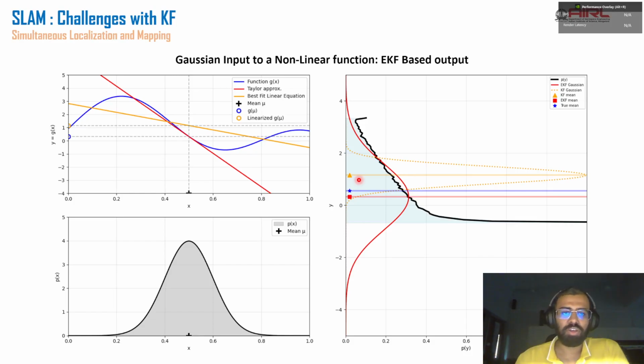In EKF, first, in your Gaussian input distribution curve, you find the mean. At that mean point in your nonlinear curve, you take a first order Taylor approximation, which is just a tangent to that curve. That acts as your linear approximation. You multiply this Gaussian by that linear approximation and find a distribution curve as an output. That distribution curve's mean is a lot closer to the true mean.